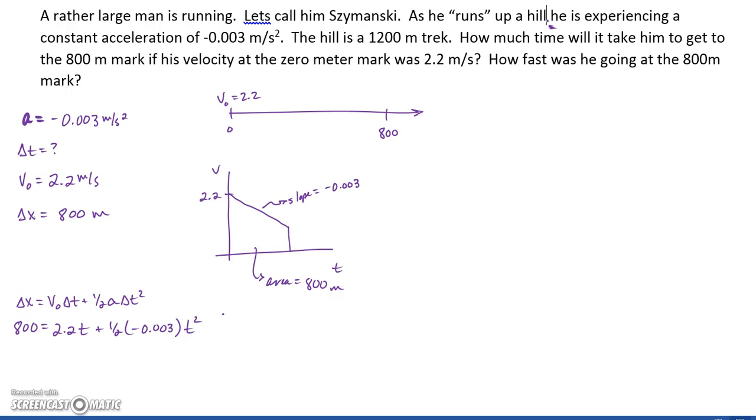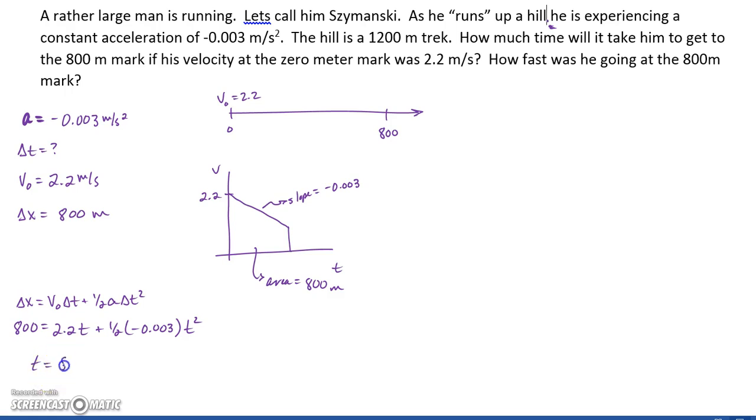You could graph it and find your zeros. You could use a program. You could use the quadratic formula, negative b plus or minus the square root of b squared minus 4ac, all over 2a, that type of thing. Whatever you remember, whatever works for you, that's what you're going to do. I have a program on my calculator that does it for me with a few clicks of the button.